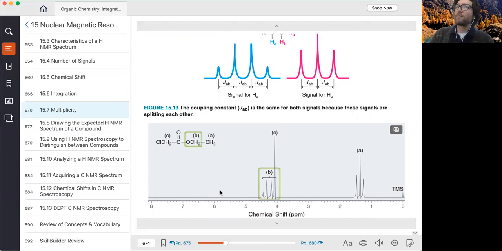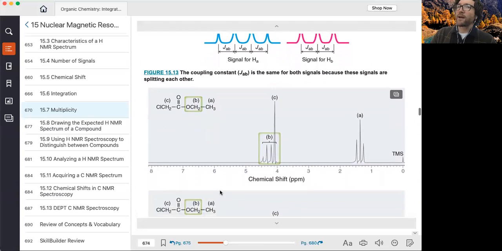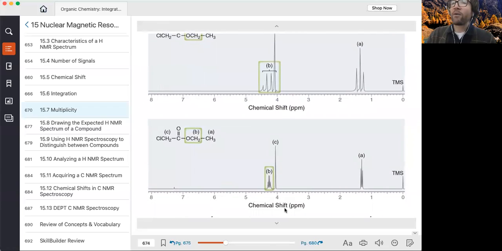However, if we go to a much stronger magnet, a 300 megahertz spectrometer, now the difference is much easier to tell. You still have the triplet and the quartet, but you can see all 4 peaks in the quartet signal, and none of them are overlapping with a signal from C. So having stronger magnets is very, very useful in organic chemistry.